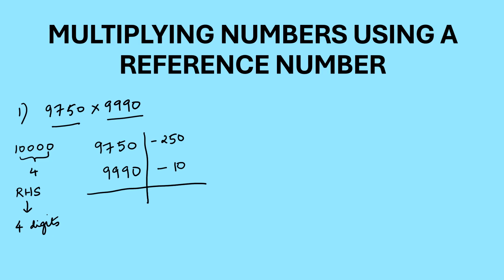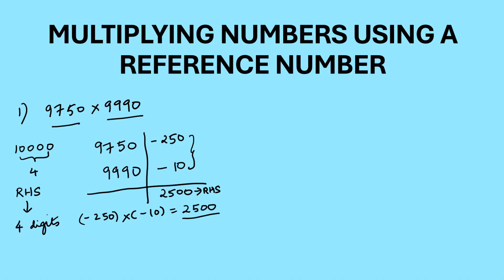Next, to calculate the RHS, we multiply these two numbers. Minus 250 times minus 10 gives you 2500. We already know that the RHS of our final solution should consist of 4 digits. Since we already have 4 digits, there is no need to add any additional zeros. So we go ahead and write down 2500 as our RHS.